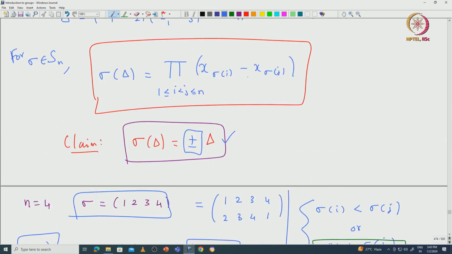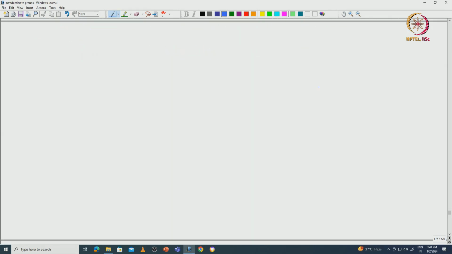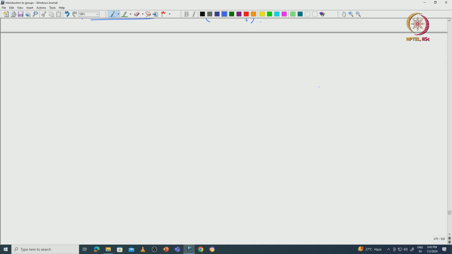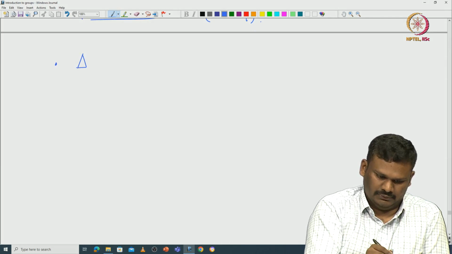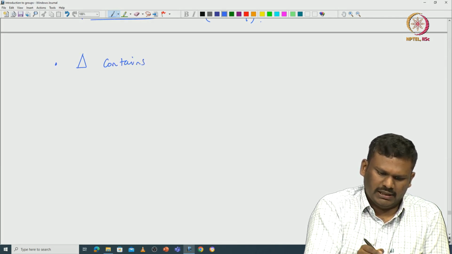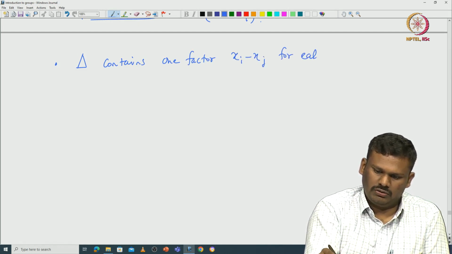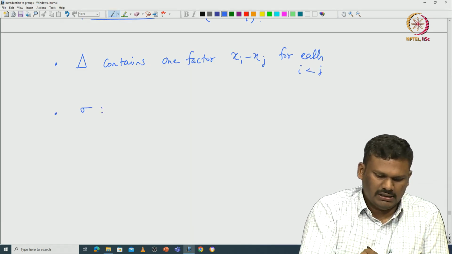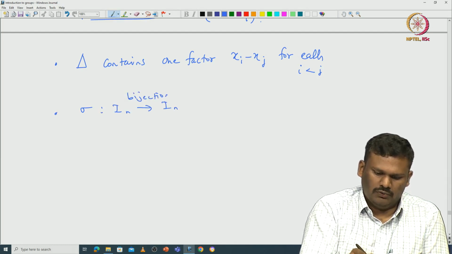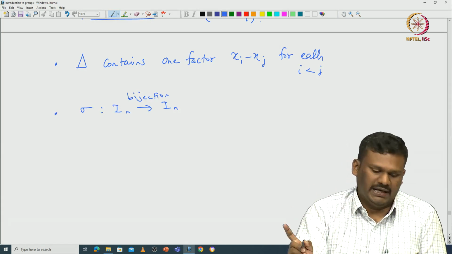So let us first convince ourselves that we always get some plus or minus. That is easy to convince. You can see that delta contains one factor xi minus xj for each i less than j. And then sigma is indeed a bijection from In to In. So whatever it does, it is going to just permute the indices.